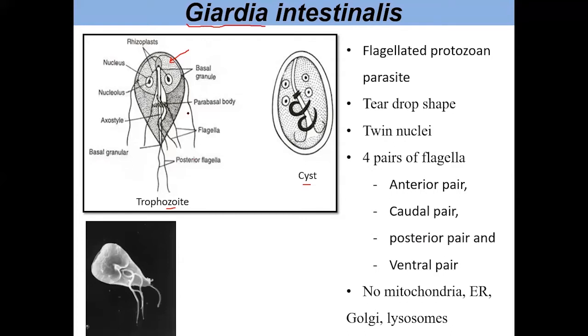As well as that, they have a basal body. The basal body is a type of protein that we can see at the base of the flagella. This is the structure of the trophozoite of Giardia.